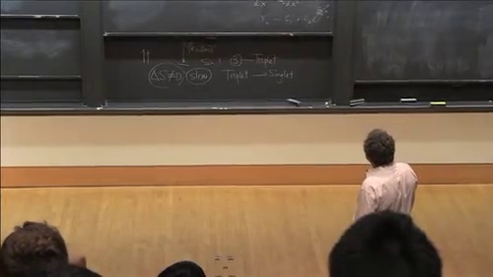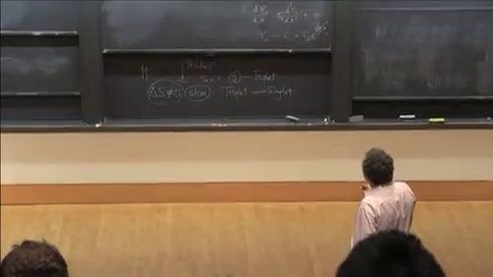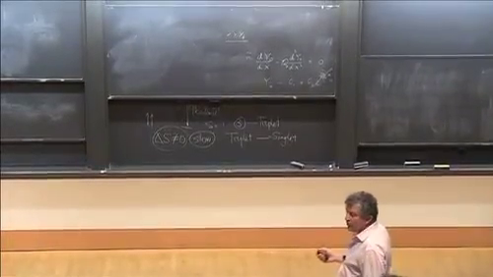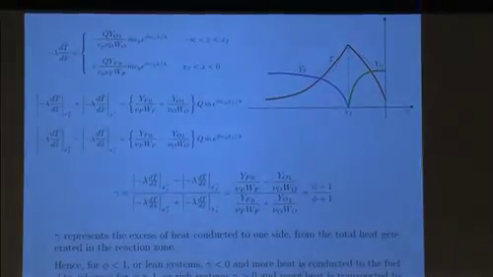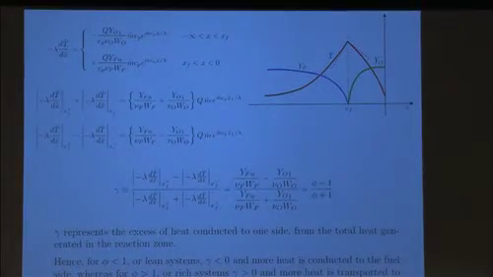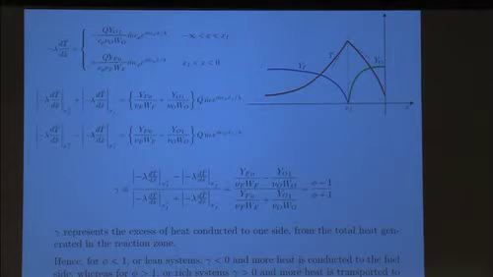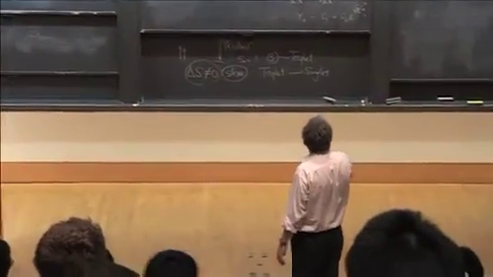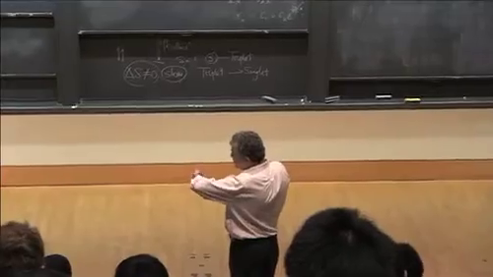And if phi is bigger than 1, in a rich system, then gamma is positive, and so more heat is transported to the oxidizer side. And if phi is exactly equal to 1, then you will obtain that heat is conducted on both sides equally. Now that parameter turned out to be an important one when we analyzed the structure, and so I wanted to bring it up here before we move on.